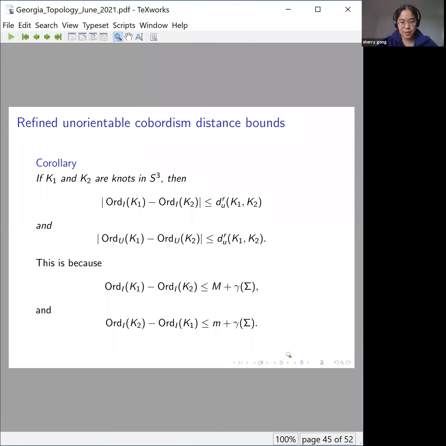You swap maxima with minima. And then what we can conclude from this is that the refined unorientable cobordism distance can be, like, we construct knots to show that it can be arbitrarily different from the standard unorientable cobordism distance. So to do that, we're going to do some computations.